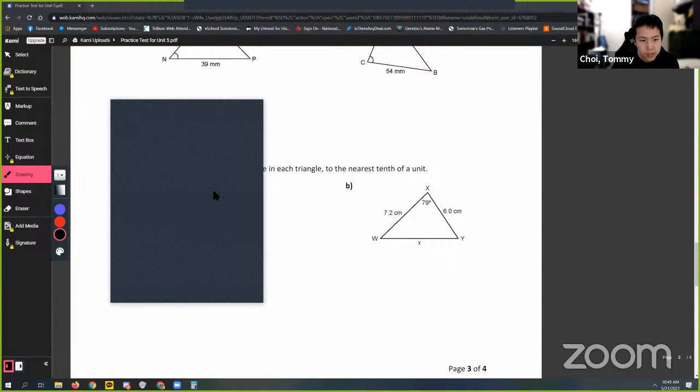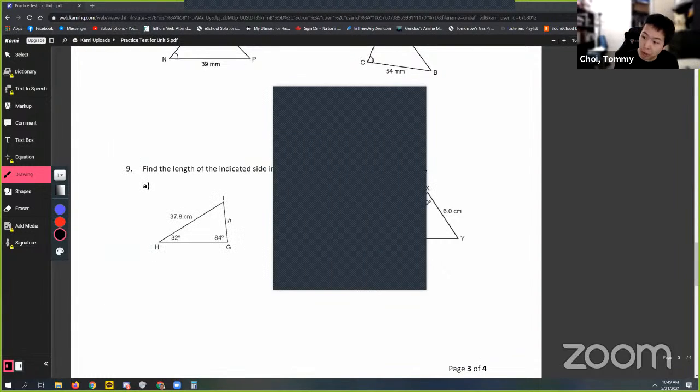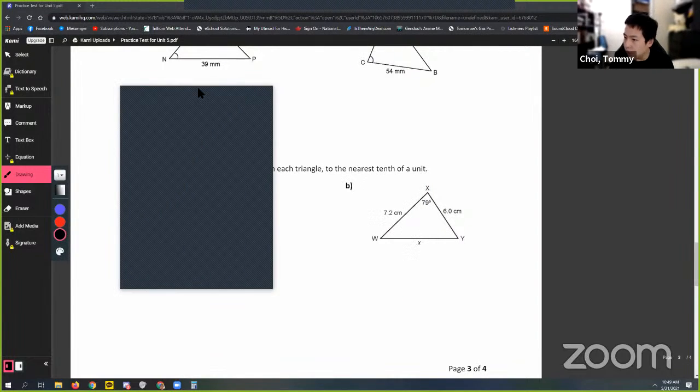Okay. Progress. I'm liking this. No one picked SOHCAHTOA this time. Progress. I like it. Thank you. No one picked SOHCAHTOA. 9B. Definitely not. We don't have a 90-degree angle.